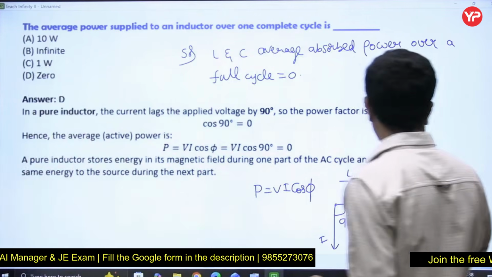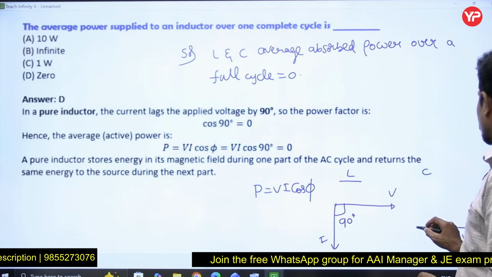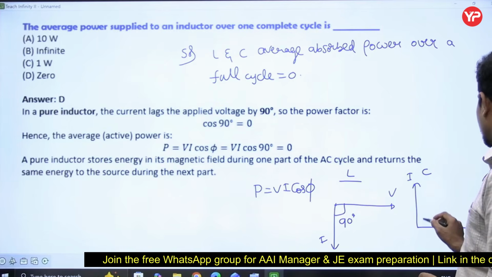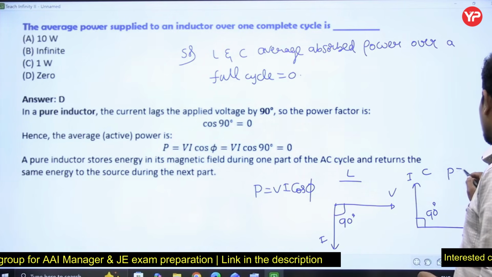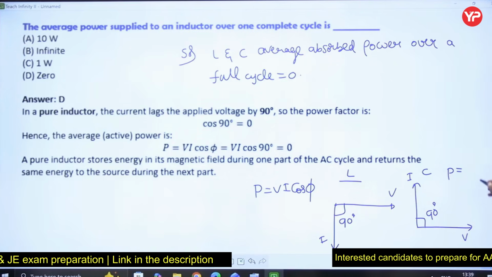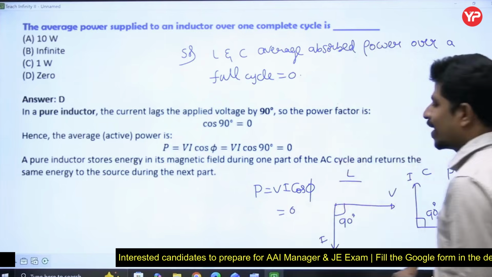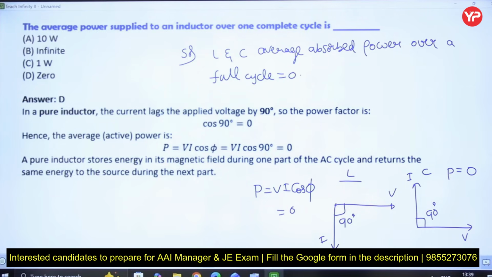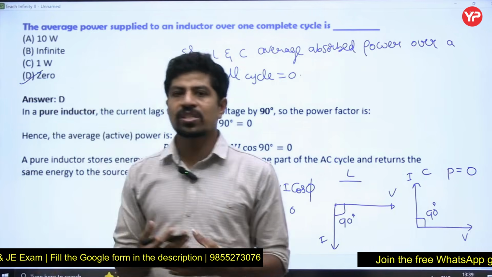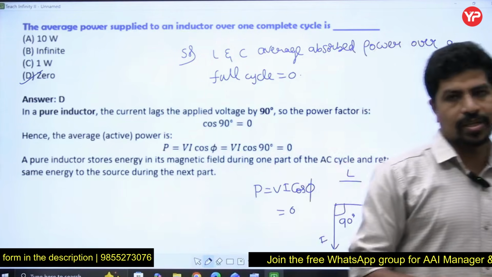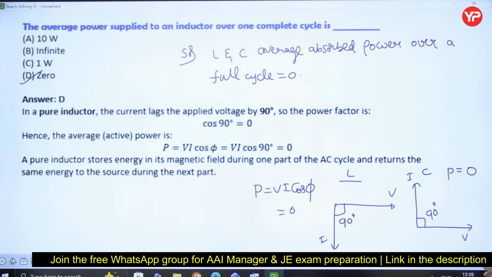In an ideal capacitor, this is voltage V, so this is going to be the current. This angle is 90 degrees. So here also P is equal to VI cos phi. How much is it? 0, because cos 90 is 0. In an ideal capacitor, current leads the voltage by 90 degrees, right? The answer is 0. It means if the same question is asked for a capacitor, then also it is correct. It is 0. But in a capacitor, current is going to be leading. In an inductor, current is going to be lagging, right?